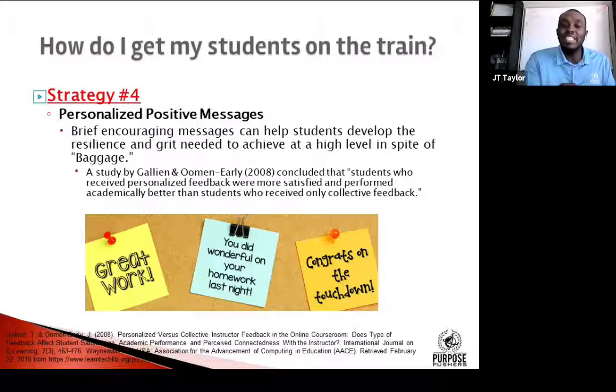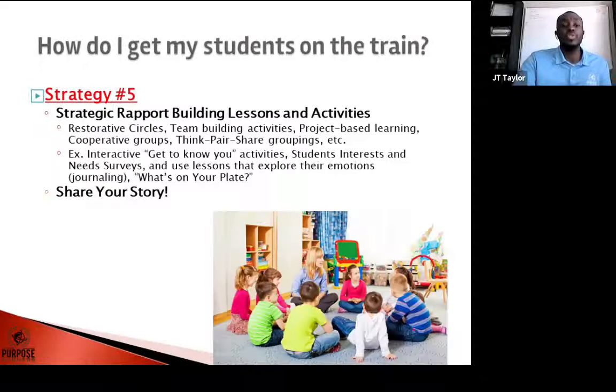It's a little bit of incentive to keep their spirits lifted. It's a little incentive to allow them to overcome the invisible baggage that they may have to carry. So personalized positive messages can go a long way. I've always used them. And when I coach teachers, I made sure I coached teachers to use these to help get students on the train.